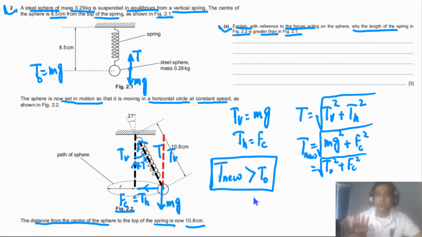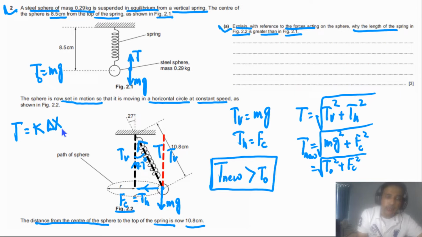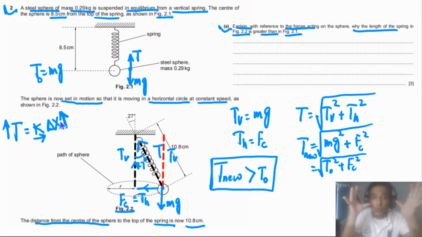If tension is greater, it means extension for the spring. If tension in the spring is greater, then since the spring has a spring constant, delta x also has to be greater because the spring constant is constant. If this increases, this also has to increase. So that's all you need to understand in this way.